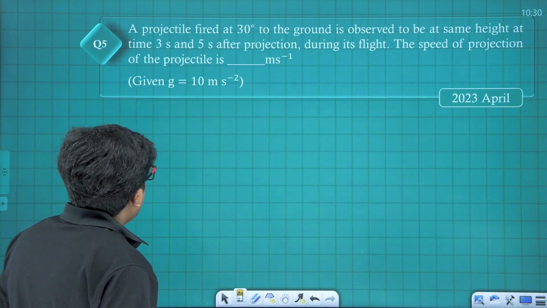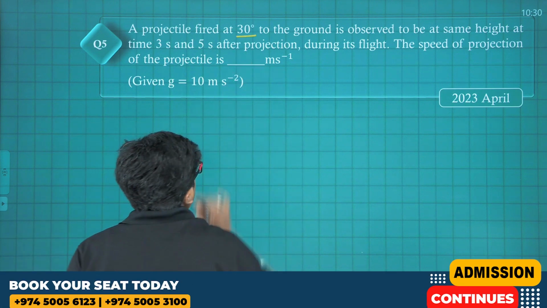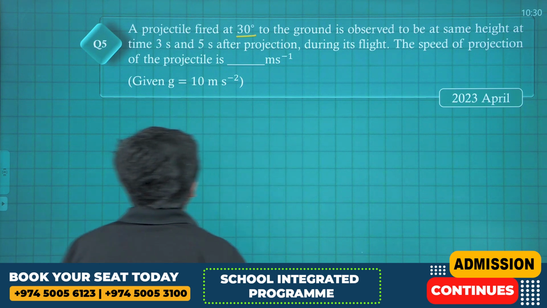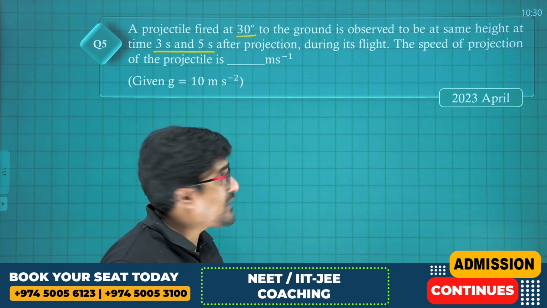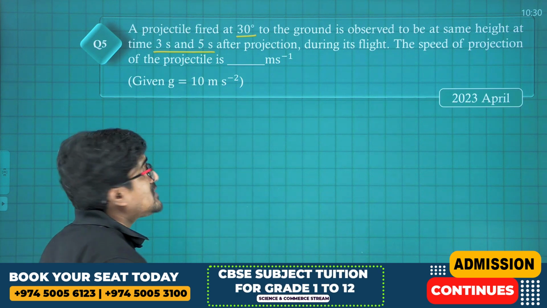Question says a projectile fired at an angle of 30 degrees to the ground is observed to be at the same height at 3 seconds and 5 seconds after projection during its flight. The speed of projection of the projectile is. So we need to find out the speed of projection.